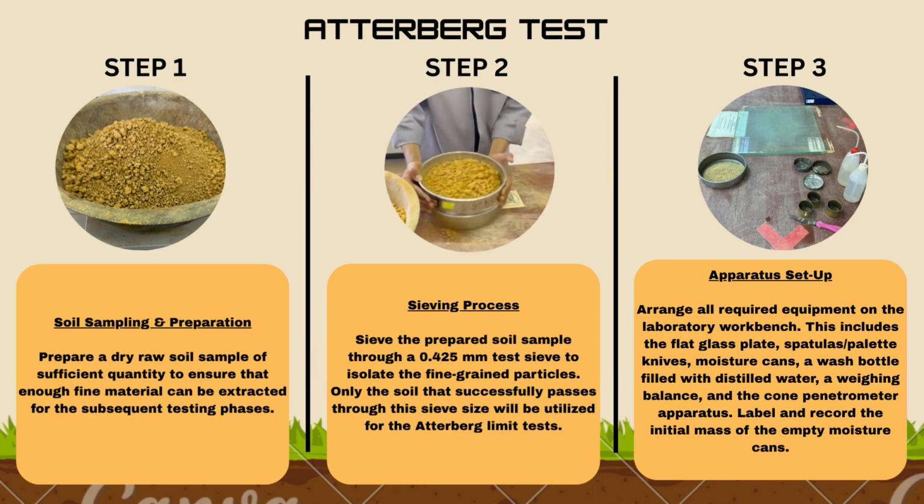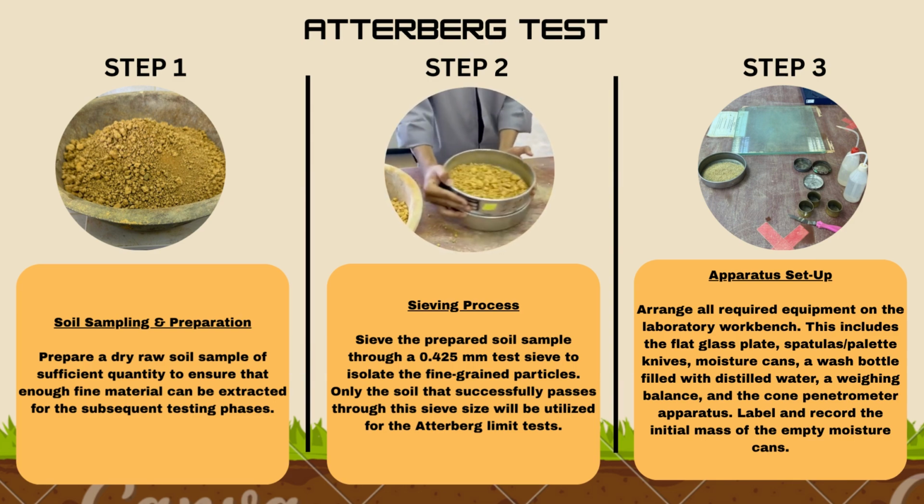Atterberg test procedure. Step 1. Soil sampling and preparation. Prepare a dry raw soil sample of sufficient quantity to ensure that enough fine material can be extracted for the subsequent testing phase. Step 2. Sieving process. Sieve the prepared soil sample through a 0.425 mm test sieve to isolate the fine-grained particles. Only the soil that successfully passed through this sieve will be utilized for the Atterberg limit test.